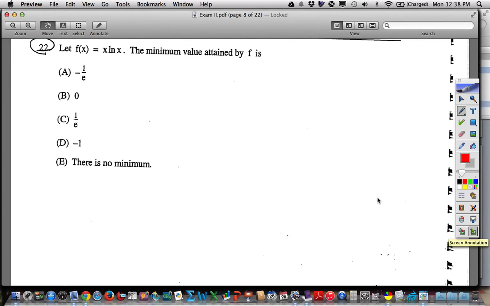All right. So you did the derivative. Tell me what you got again. ln x plus 1. I agree. Okay, so we do the product rule on that, and we get this for the derivative.